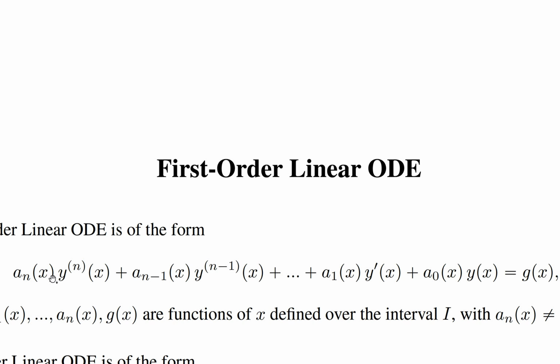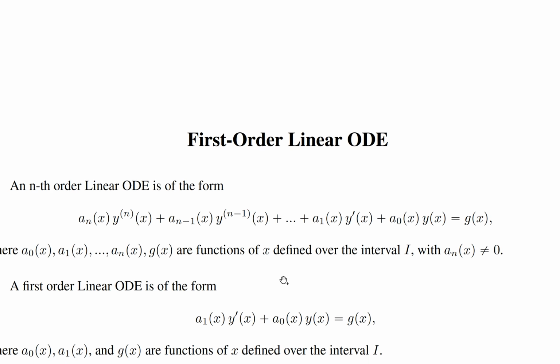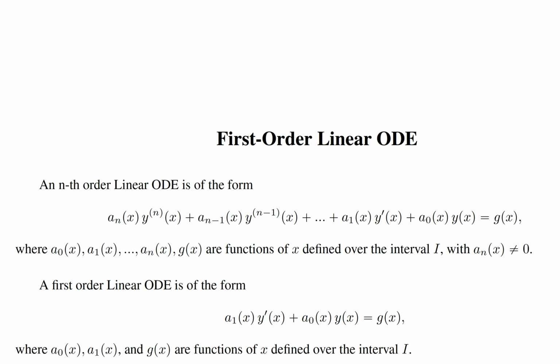So from this form we can actually deduce the general form of a first order linear ODE, where all the terms before y prime are 0. So practically a first order linear ODE is of this form, where a1, a0 and g of x are all functions of x. In addition, a1 of x is not equal to 0, because if it is, then it's no longer an ODE, it's a normal equation in y of x.